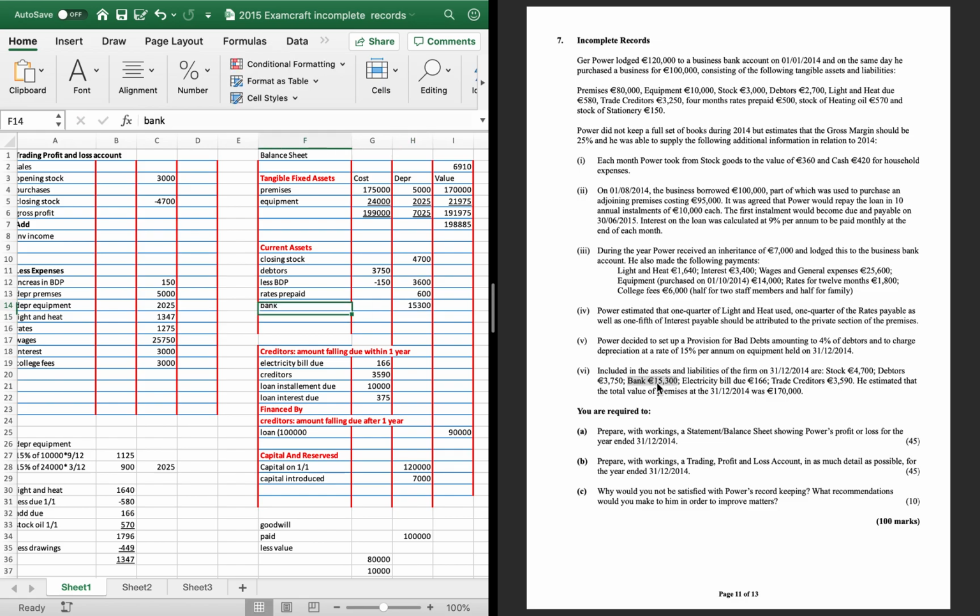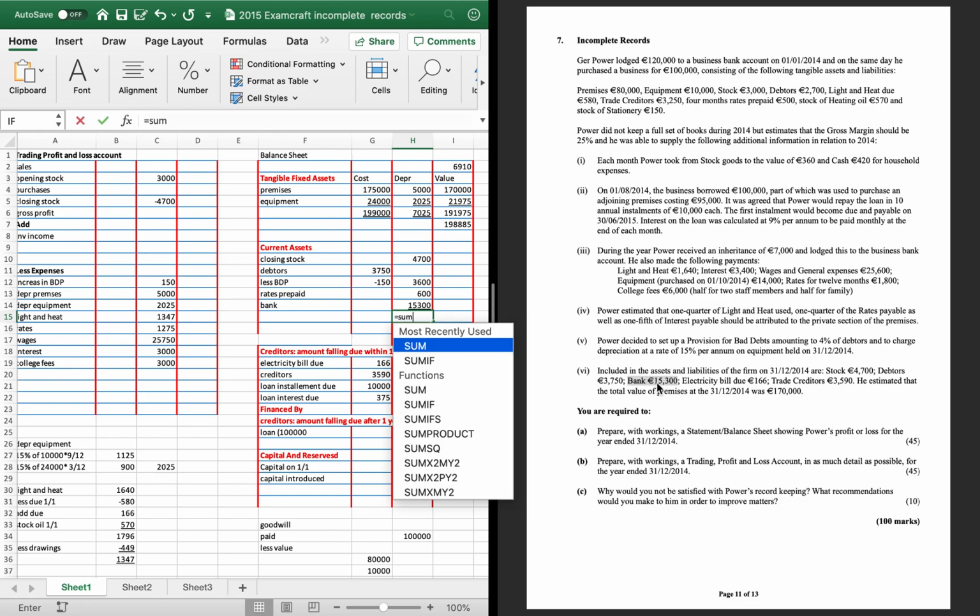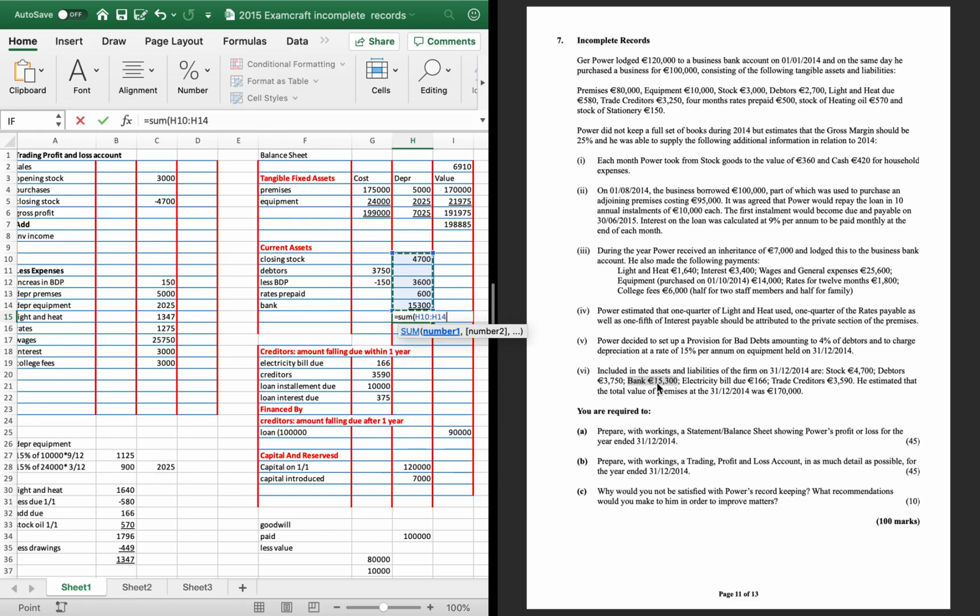You will always have a bank. If you don't have a bank in your current assets, you've gone wrong. Your business has to have a bank account, so just make sure you've got the bank. If it's not down here, you have to work out what the bank is, and you can do that. They give you enough information to actually do that.